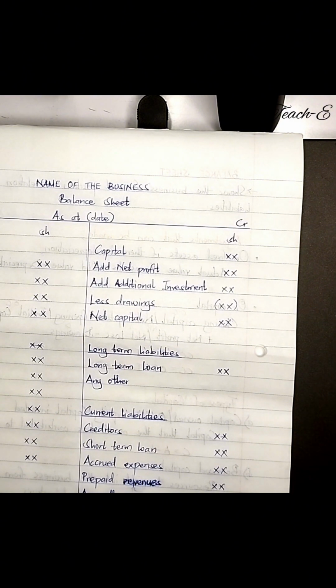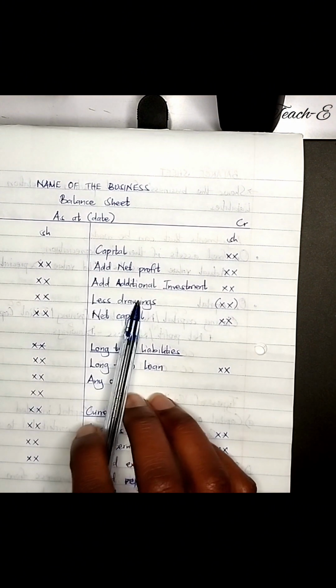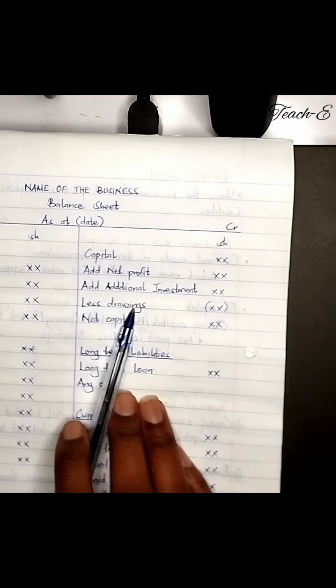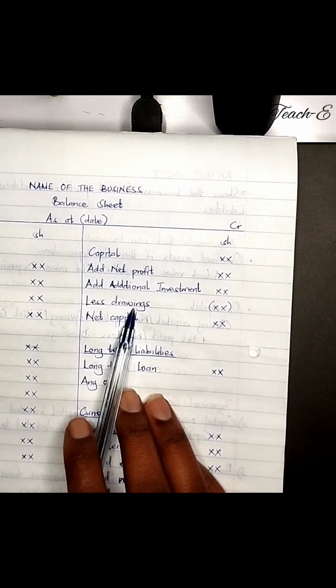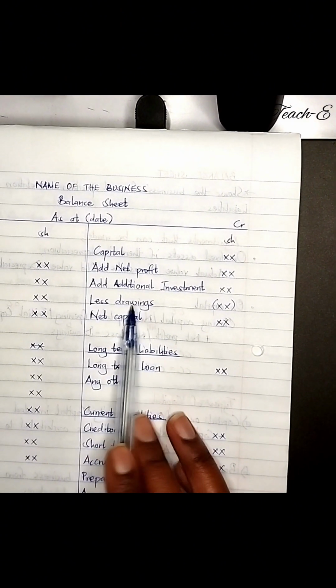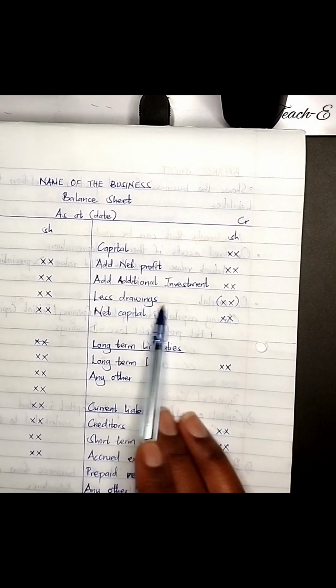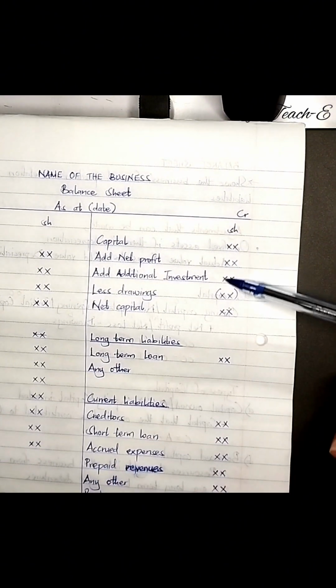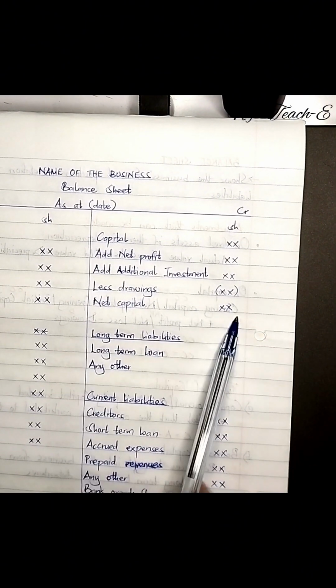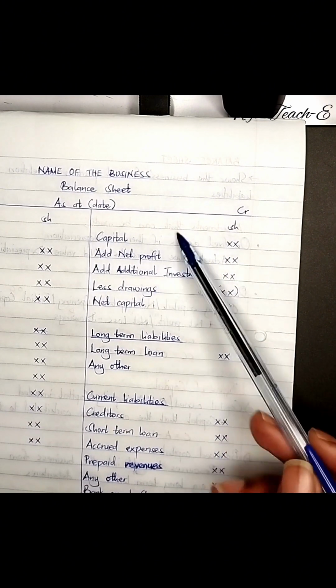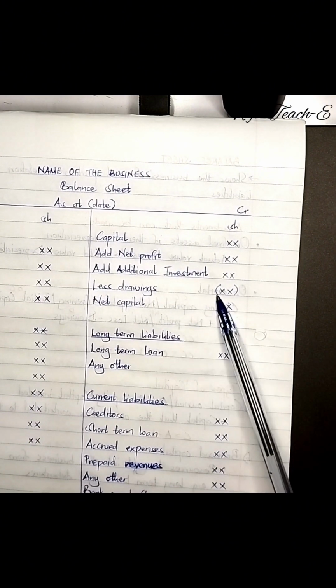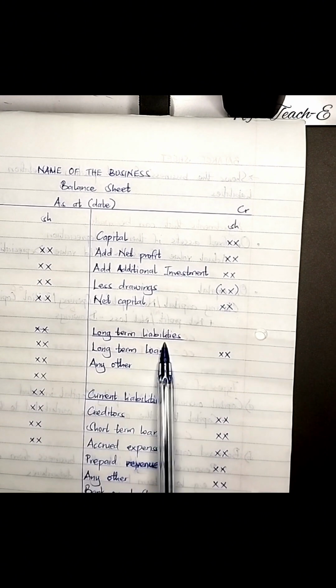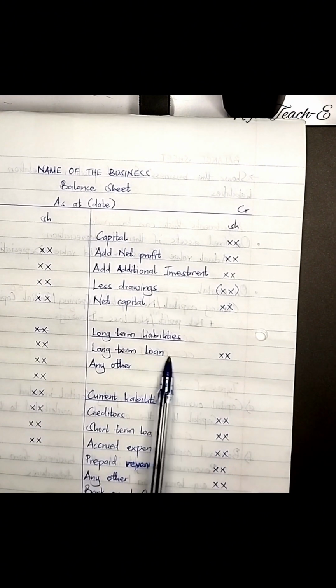Drawings are recorded when the business owner takes business supplies to use for personal use, or money for personal use from the business. That's what is called drawing. Once you make this calculation here, that is when you get net capital. After you're done with capital and any other entries under capital, move to long-term liabilities.